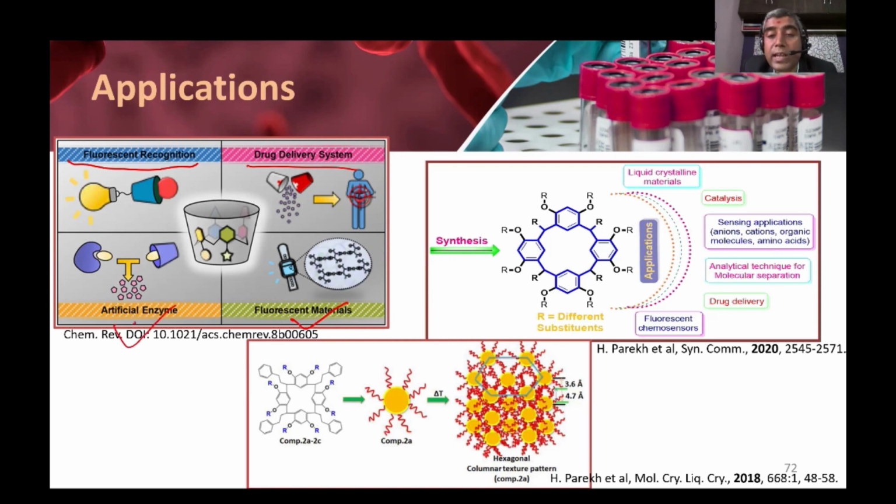This synthesized calixarene compound, that is, resorcin[4]arene derivatives, is used as liquid crystal material and in catalysis. It is used in sensing applications of anions, cations, organic molecules, amino acids, pesticides, fungicides, and some explosives. It is used as an analytical technique for molecular separation, in drug delivery, and as a fluorescent chemosensor.